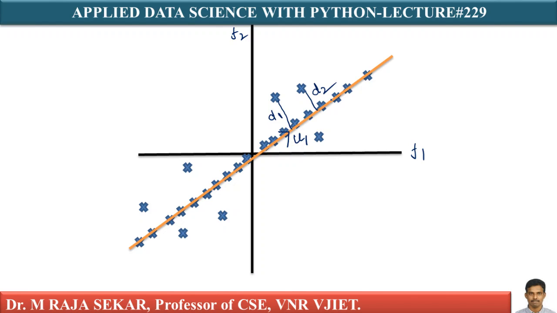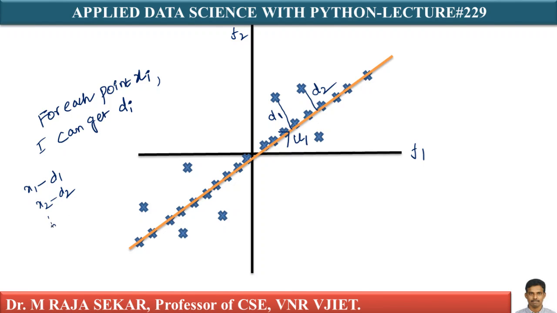So on and so forth. For each point xi, I can get a distance di. For x1, I will get distance d1; for x2, I will get distance d2; and so on, if there are n points, I will get distance dn. Here di is the distance from xi to u1. d1 is the distance of x1 to u1, d2 is the distance from x2 to u1, up to xn to u1. I can find all these distances.